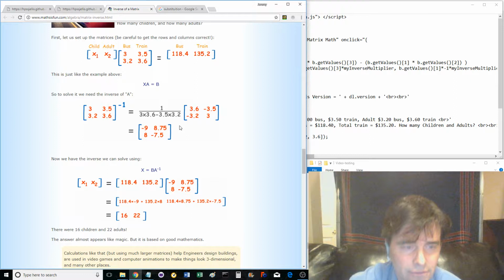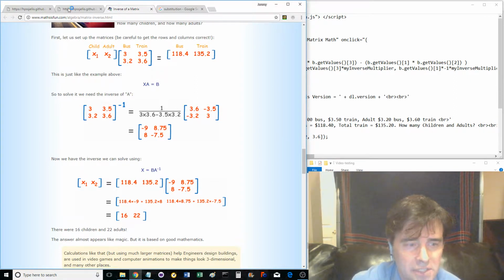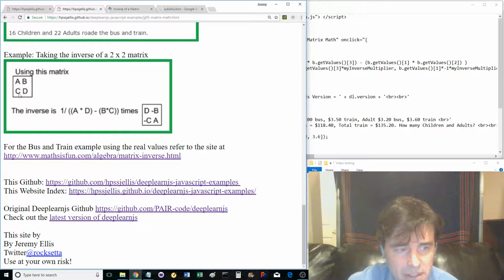Solving a matrix inverse is interesting since it's a certain pattern on the matrix. Look at the diagram and solve the pattern. Then multiply the two together to get your result, kind of like magic. The result being 16 children and 22 adults.